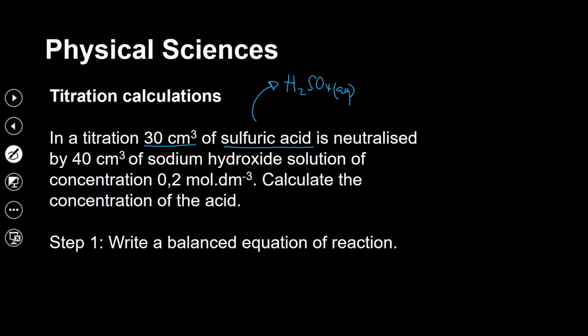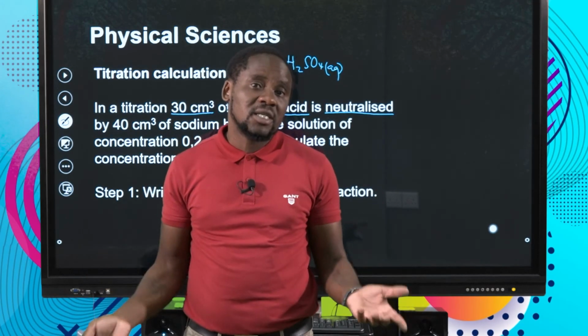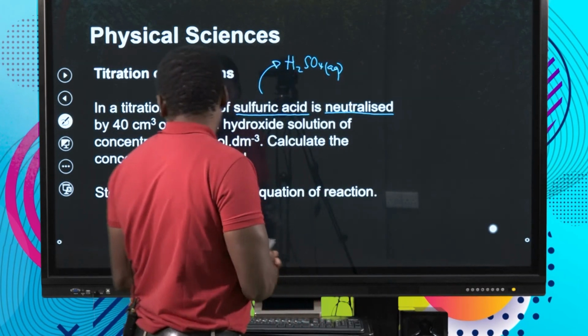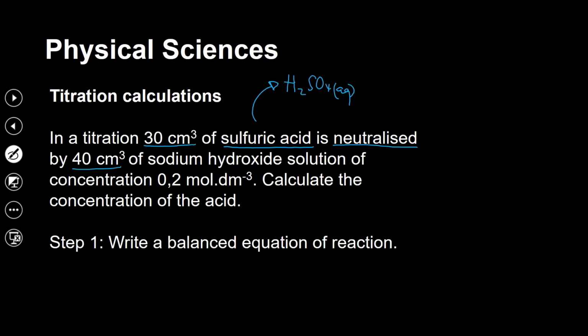So this volume of sulfuric acid is neutralized, okay? Once it says neutralized, we immediately remember, oh, okay, it is about an acid-base type of reaction. Hence, we describe it as a neutralization type of reaction, okay? So there is 40 cubic centimeters of sodium hydroxide. This is our base, right? So sodium hydroxide, chemical formula NaOH, okay? That's a homogeneous solution, okay? And then whose concentration is that?